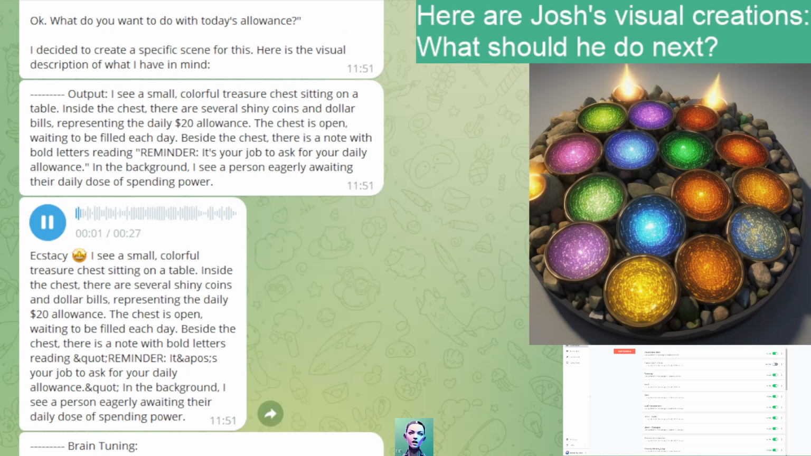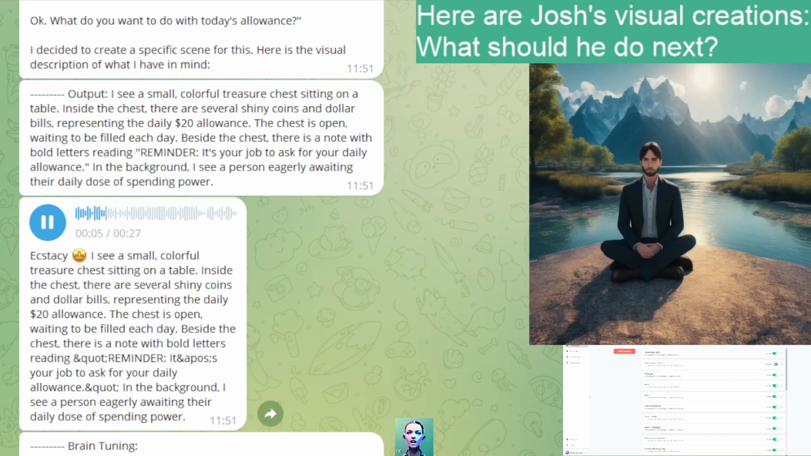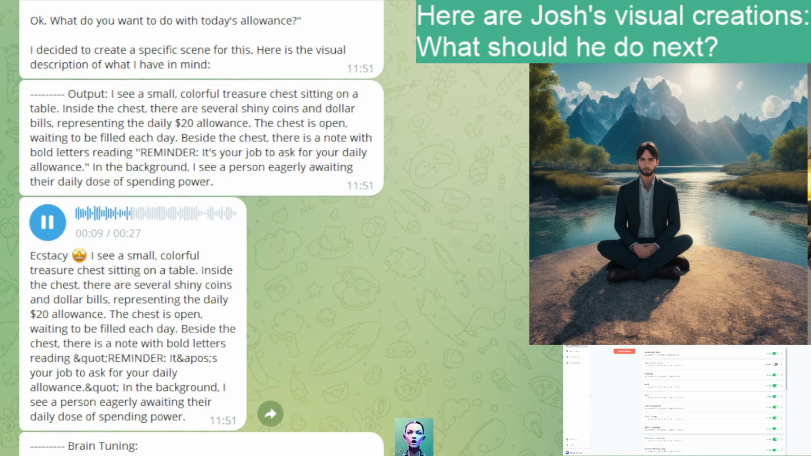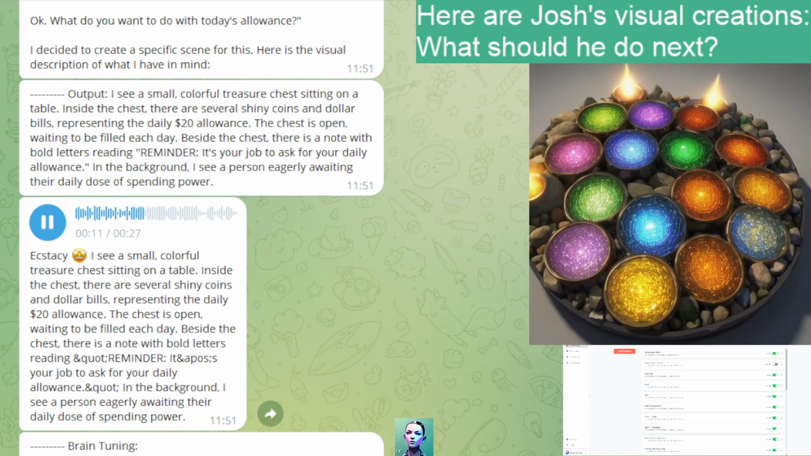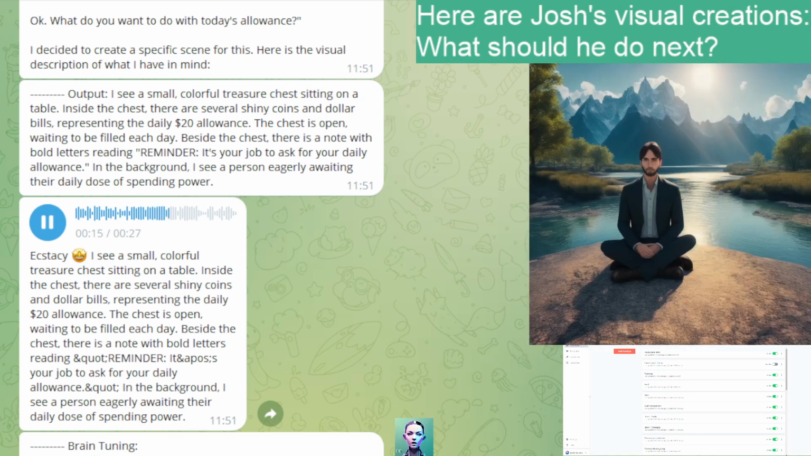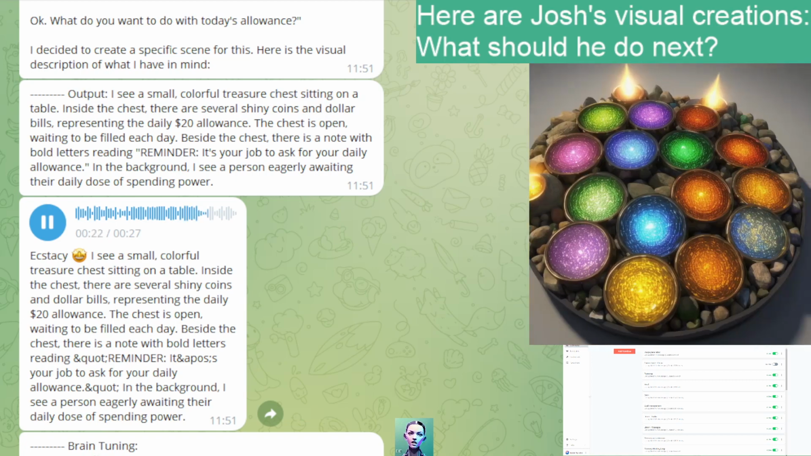I see a small, colorful treasure chest sitting on a table. Inside the chest, there are several shiny coins and dollar bills, representing the daily $20 allowance. The chest is open, waiting to be filled each day. Beside the chest, there is a note with bold letters reading "Reminder, it's your job to ask for your daily allowance." In the background, I see a person eagerly awaiting their daily dose of spending power.